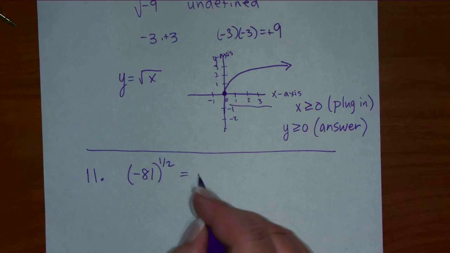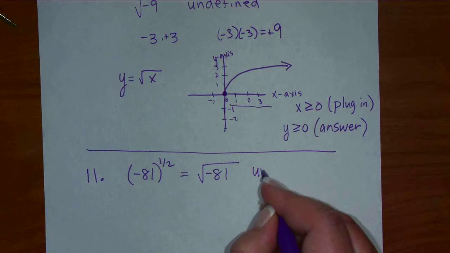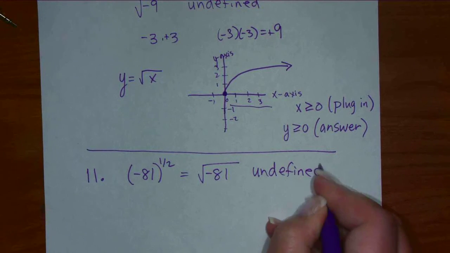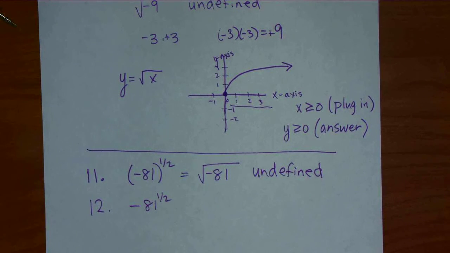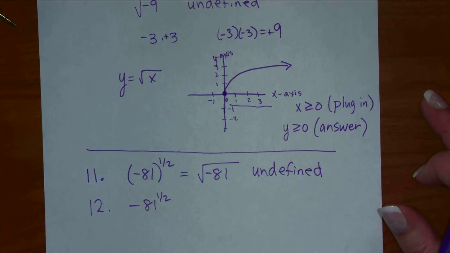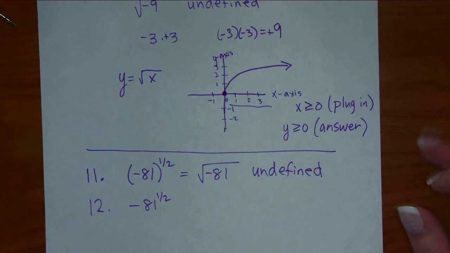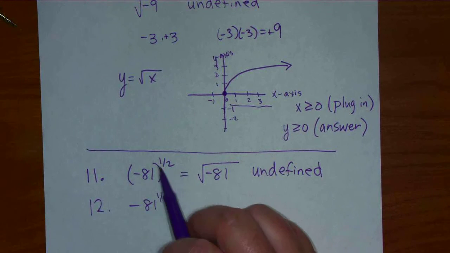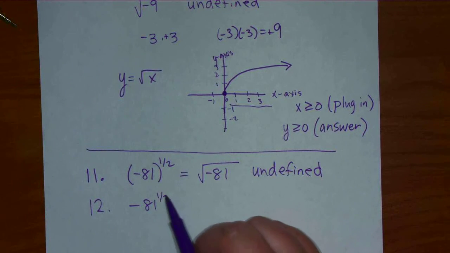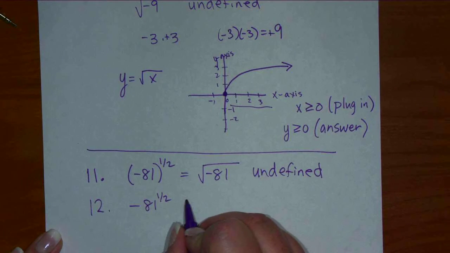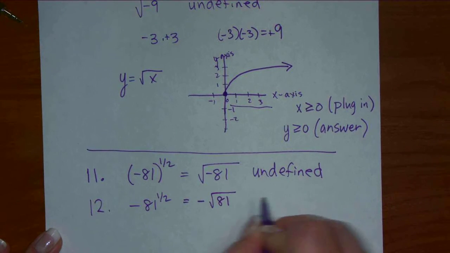Right, this is the same as square root of -81, which is undefined. Now what about this one? -81 to the half. Is that the same thing as number 11? It's not. The bracket's different, and that bracket was holding the 81 under the square root. The lack of bracket is actually putting the negative in front of the square root, because the only thing with the half is the 81 itself. So this is negative root 81, which is -9.